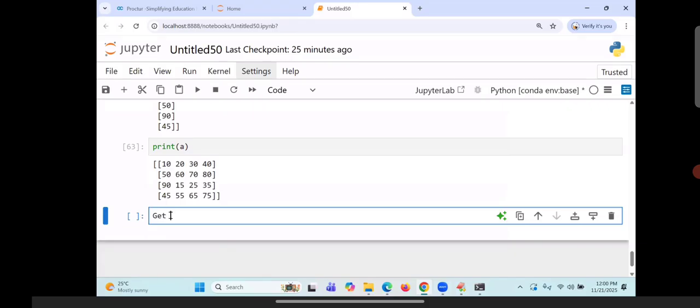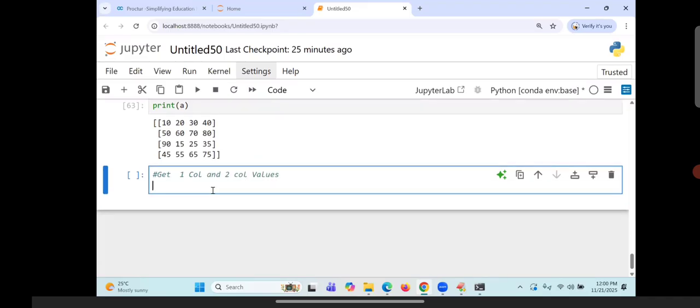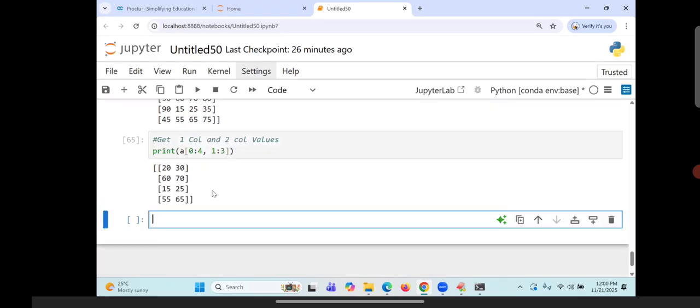Let me write the question. Get first column and then second column values. Come on, first. Print of A colon. First of all, 0 colon 4. 0 colon 4 will give you all rows. Okay, very good. Next, 1 colon 3. Beautiful. Now you got it. Getting or not? Yes. Last student.